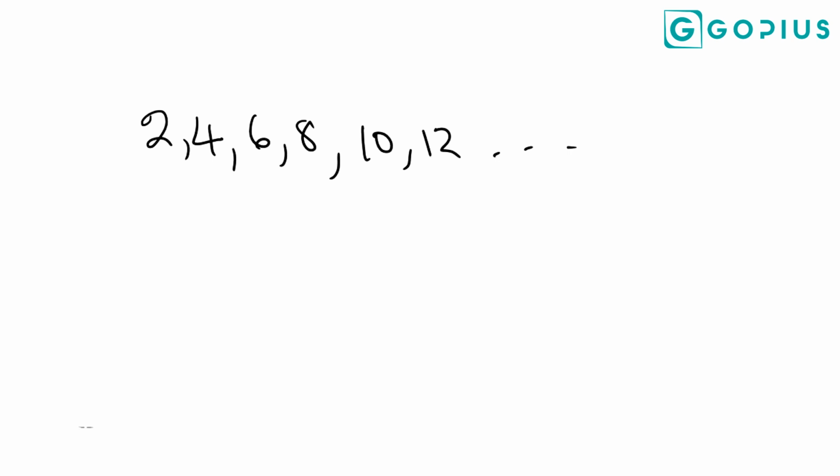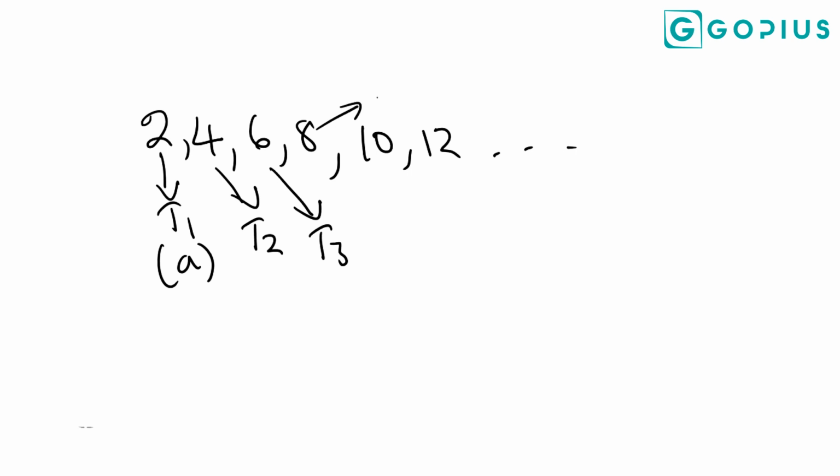Now if you look, my first term is 2, so this is T1. For the first term, most of the time we use A to represent it. My second term here is 4, that's T2. My third term here is 6. My fourth term here is 8. My fifth term here is 10, that's T5. And the sixth term here is 12. Those are the first 6 terms of that sequence.